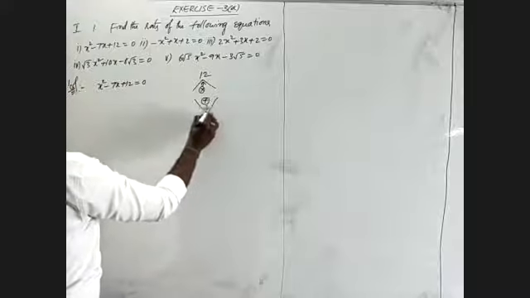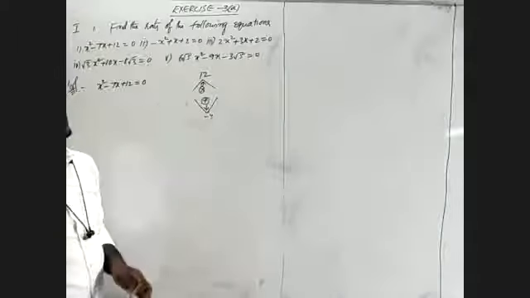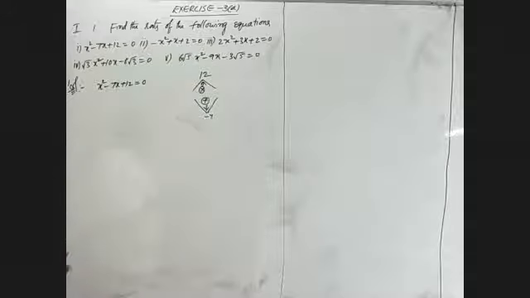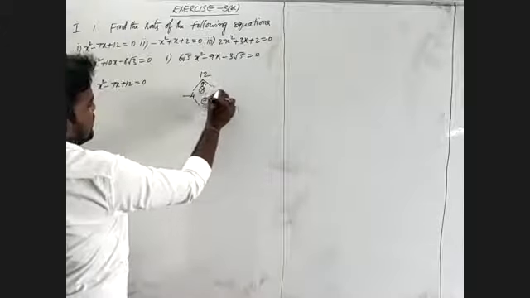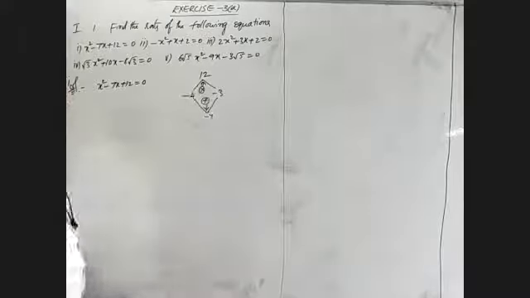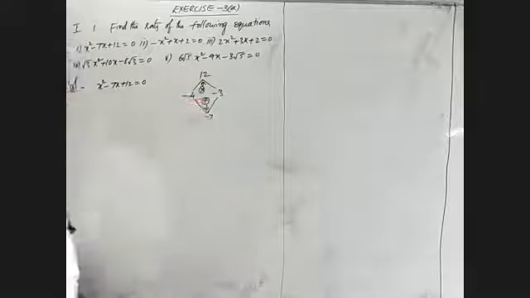Their product will satisfy 12 and also their addition will satisfy minus 7. What do I have to take? I will take minus 4 and minus 3. Minus into minus will become plus. 4 threes are 12. Minus 4 minus 3 is minus 7, I will write.